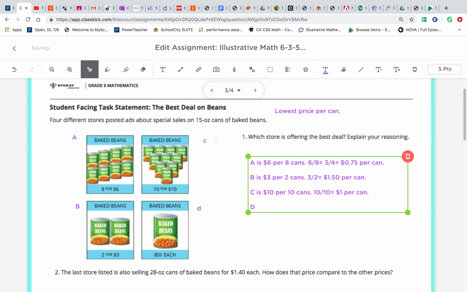What about D? Can D beat those? D is 80 cents each. Well, 80 cents is the same thing as 0.80. Ooh, that's pretty good. 0.80 per can. Is that the best? No, 75 cents is still the best deal. So in this case, A is going to be your best deal by just a little bit over D.